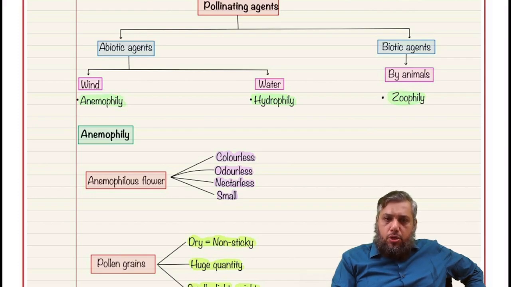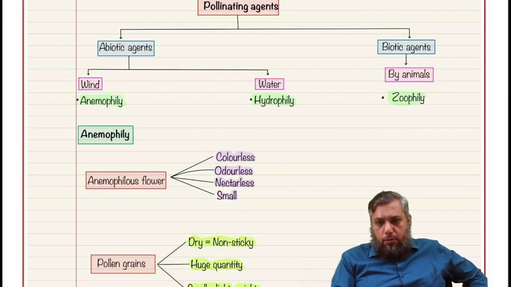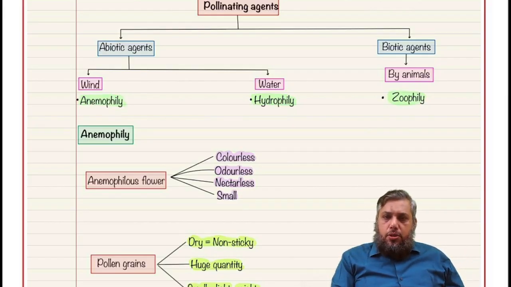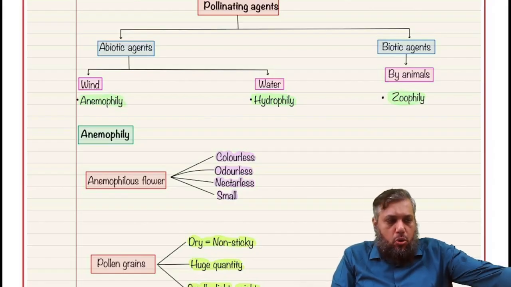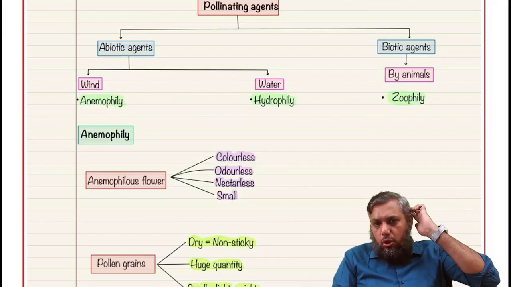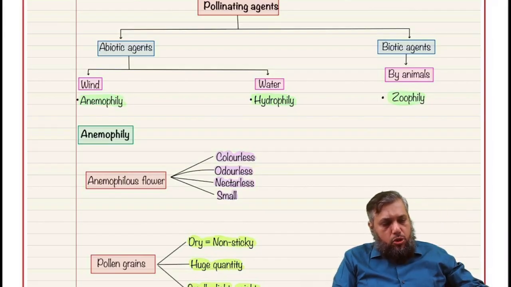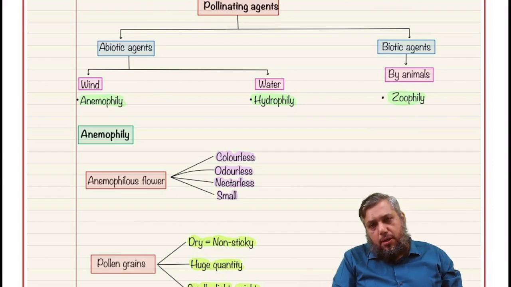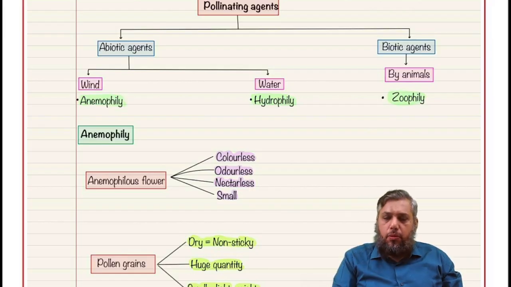Pollination with the help of wind is called anemophily. With the help of water, it is called hydrophily. And pollination in general by animals is called as zoophily. If it occurs with the help of insects, it is called entomophily. If it occurs with the help of birds, it is called ornithophily. If it occurs with the help of bats, it is called chiropterophily. And so on and so forth. You have different types of pollinating agents amongst the animals.